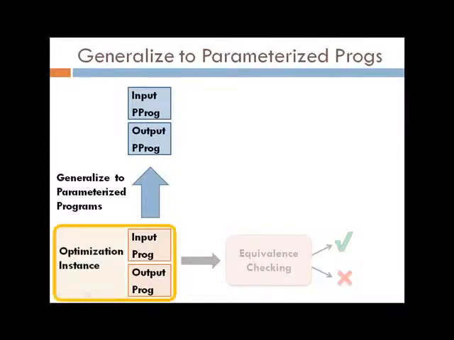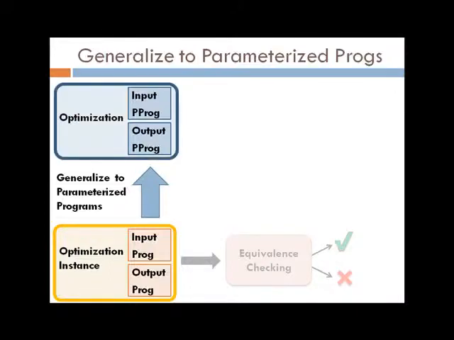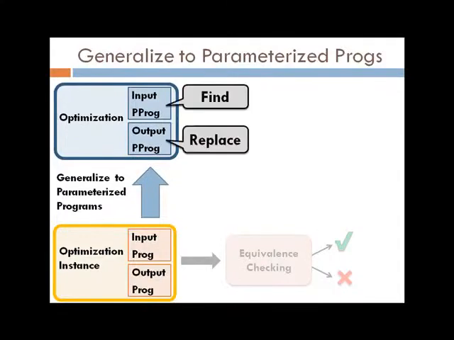Now, while a pair of concrete programs represents a single instance of an optimization, a pair of parameterized programs can be used to express a full optimization, where the input parameterized program represents a pattern for concrete code to match, and the output parameterized program specifies what to replace the match code with, sort of a syntactic find and replace.